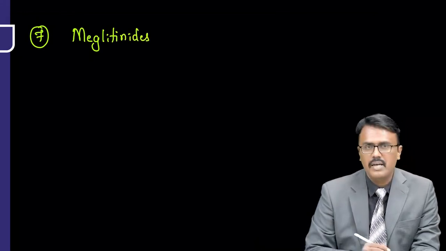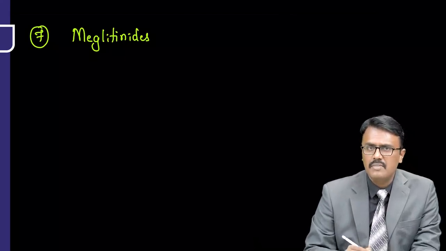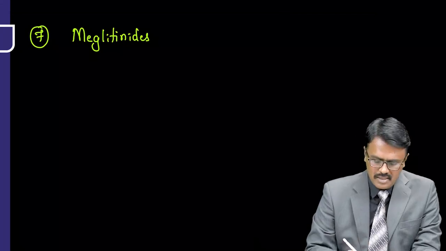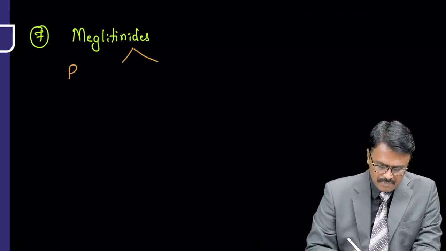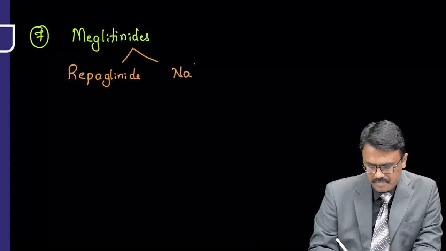They are called meglitinides. They have the same mechanism of action as sulfonylureas. They inhibit ATP-sensitive potassium channels. There are two drugs. One is called repaglinide and one more is called nateglinide.